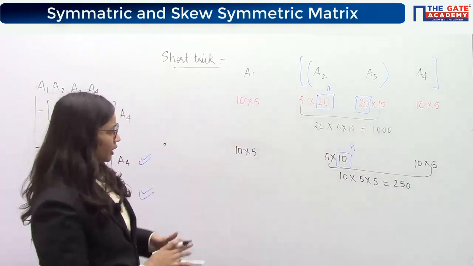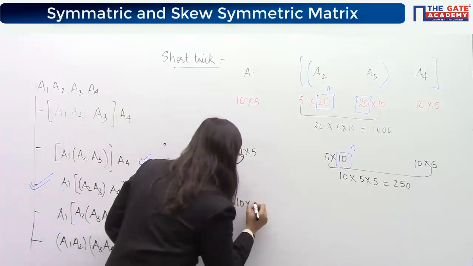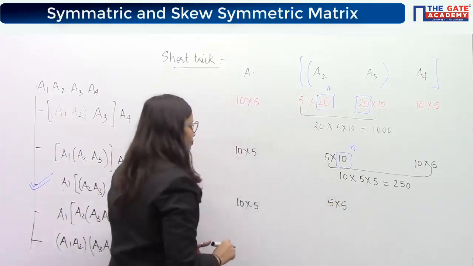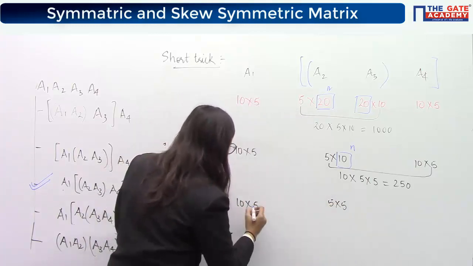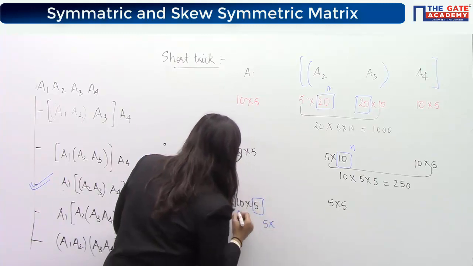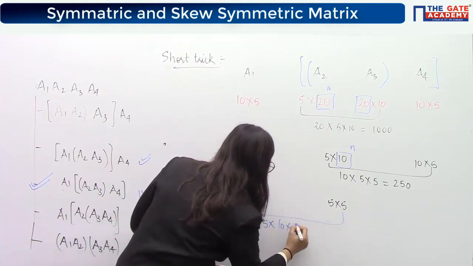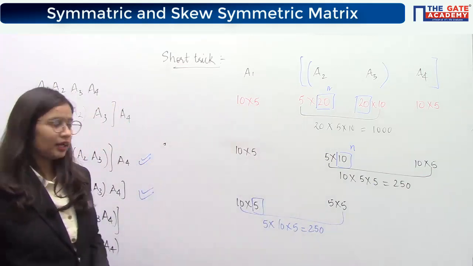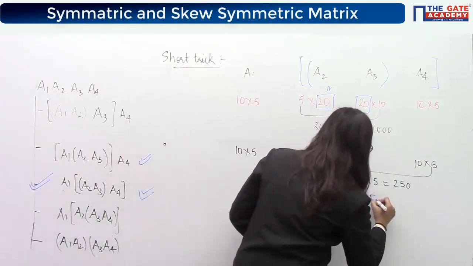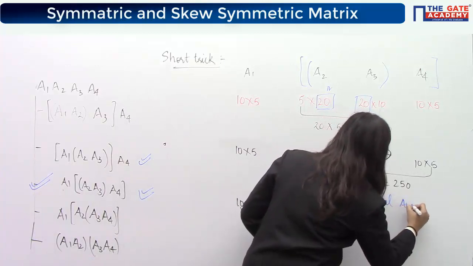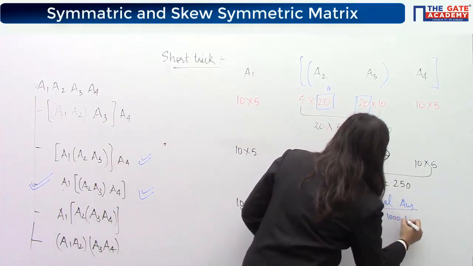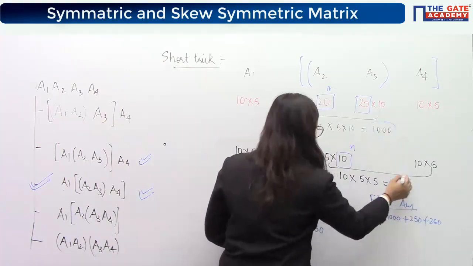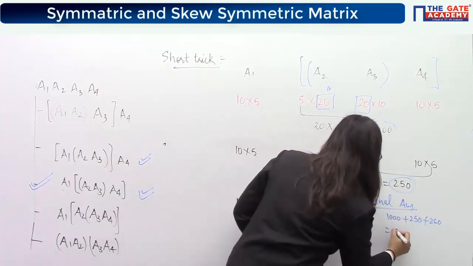Next, again this is remaining. Again I'll write down this matrix, 10 cross 5. The resultant matrix will have an order of 5 cross 5. Okay, and the multiplications required this time will obviously be 5 into 10 into 5, that is 250. So the final answer: total multiplications required will be 1000 plus 250 plus 250, that is 1500.